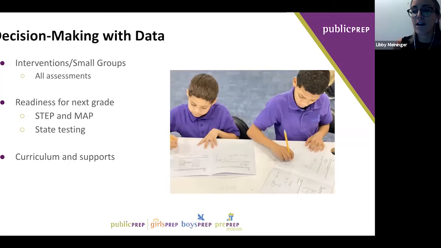And then another decision that we can make using assessments and data is around curriculum and instructional support. So knowing how our students are doing lets us pivot when something isn't working and replicate the things that are working. And so we can look at trends across classrooms and across schools and make decisions that meet the needs of all of our students.